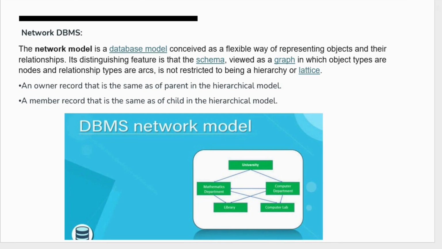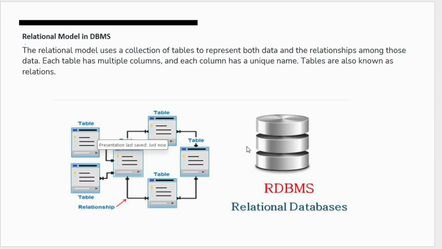DBMS. The network model is a database model. It has a flexible way of representing objects and their relationships. What is the difference between hierarchical DBMS and network DBMS? Hierarchical DBMS is a one-to-many relation. Coming to the network DBMS, it is a many-to-many relation.